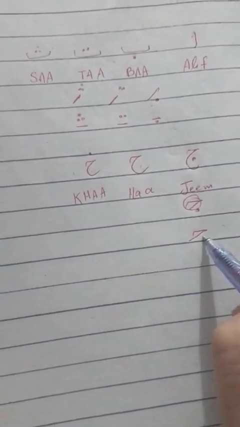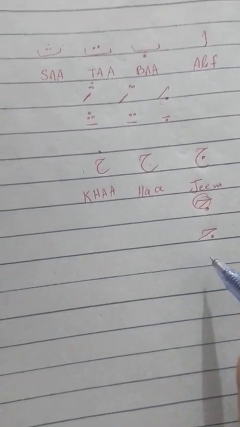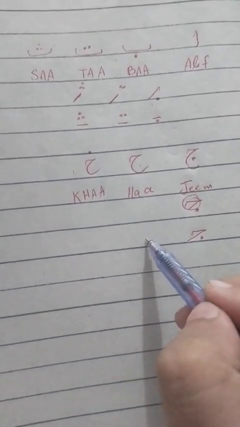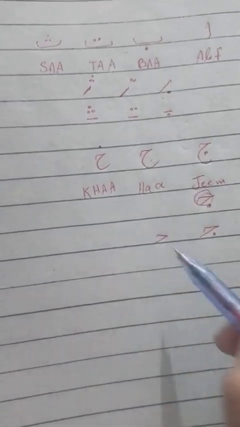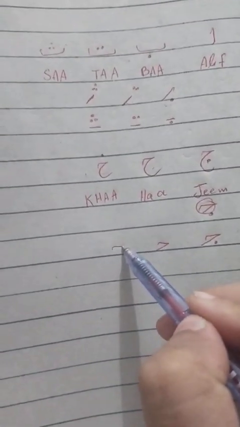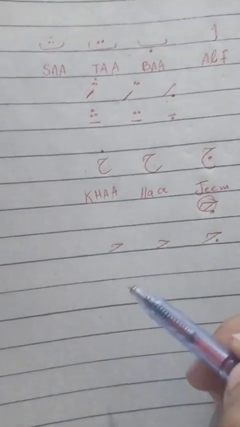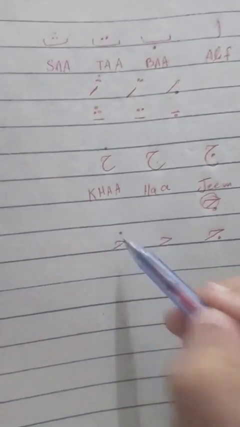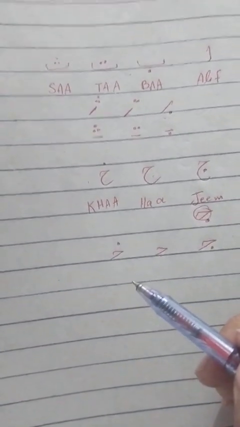Okay, so when there is one dot, it will be Jeem. When it is without dot and this shape, it will be Ha. And when this shape comes with one dot upside, it will be Kha.